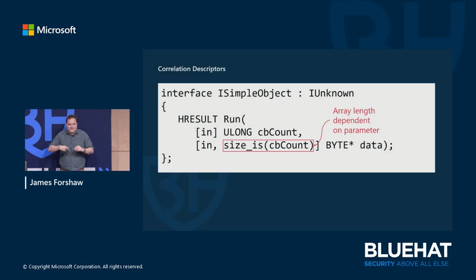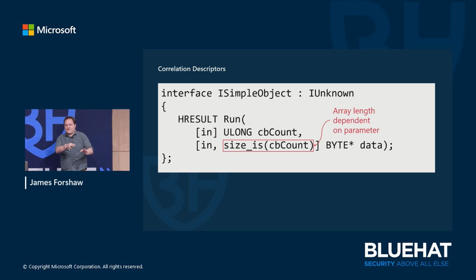OK, so if you define RPC interfaces, you can use something called correlation descriptors or dependent parameters. So you can basically say, I've got a pointer to a byte array, and I know that byte array must be a certain size. And you can specify that that size is coming from another parameter in the argument. So a typical length pointer kind of construct. In this case, it's saying this data buffer must be CB counts in size.